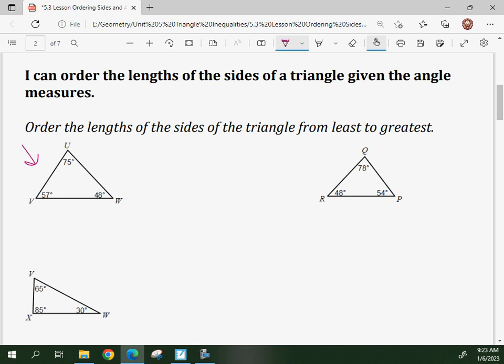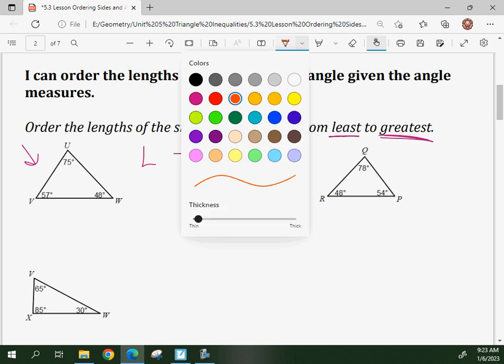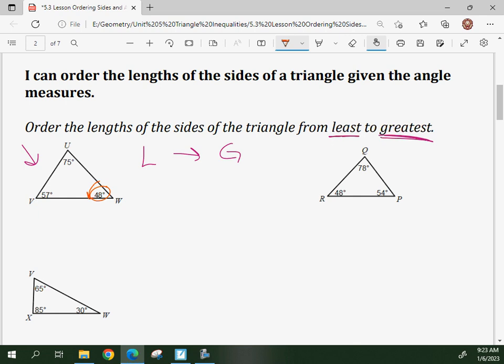I want to order these sides from least to greatest, so that means I want to put the smallest side first. I know I want to start with my least side, my smallest side, so I'm going to go find my smallest angle. My smallest angle in this triangle is angle W. It's 48 degrees. Two sides make angle W, and then I have a third side that's not making angle W, that's actually across from it.